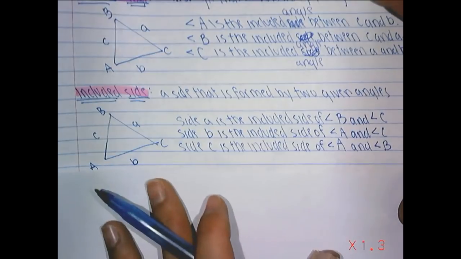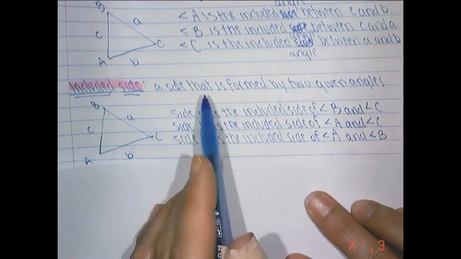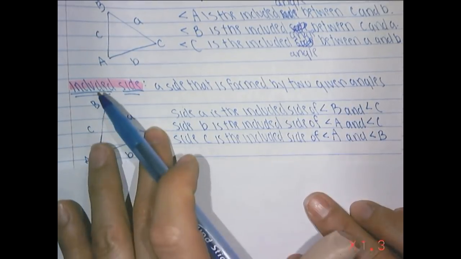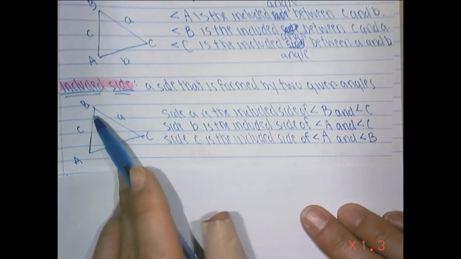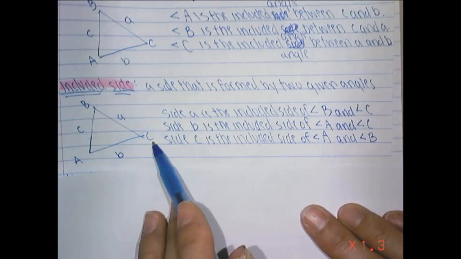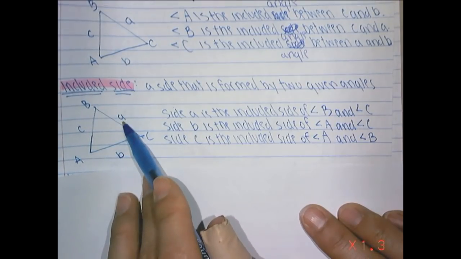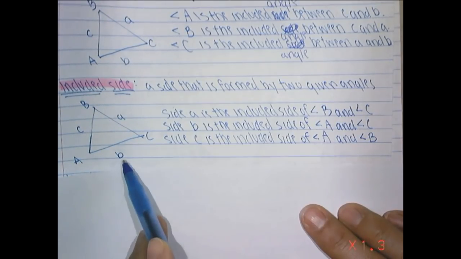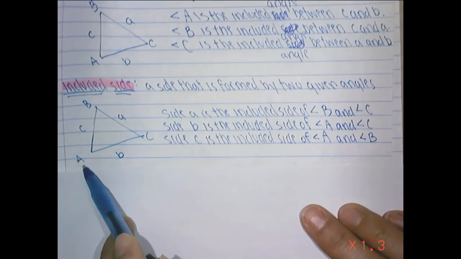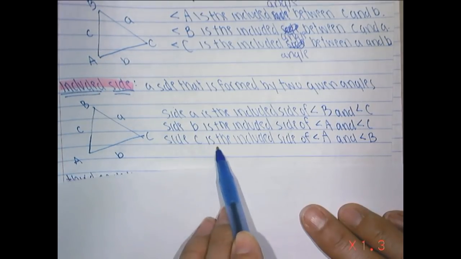Now we're going to talk about included sides, a side that is formed by two given angles. So side A is the included side between angle B and angle C. Side B is the included side between angle A and angle C. And side C is the included side of angles A and B. So it's right between two angles.